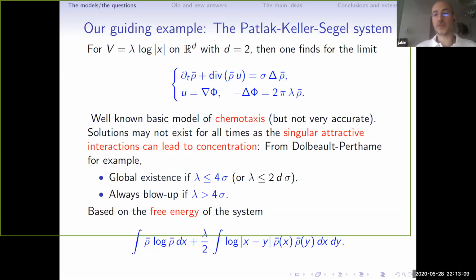If that strength is larger than the critical value, which is 4 sigma, and in general, if we were taking the same logarithmic singularity in higher dimensions, so d different from 2, what we would get here is exactly the same analysis with 2d instead of 4. So if lambda is strictly larger than 4 sigma, then you have blow up in finite time.